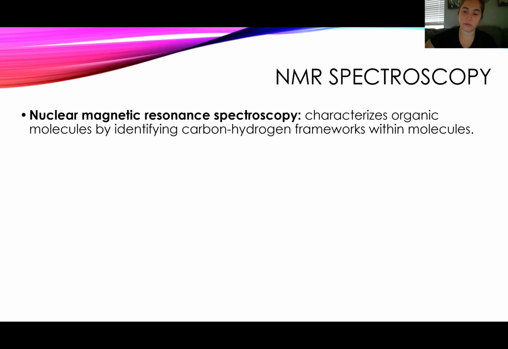So NMR spectroscopy can be very, very specific in a really cool way. No two molecules will have the same NMR, and the NMR can tell you exactly how a molecule is put together. NMR characterizes organic molecules by identifying carbon-hydrogen frameworks within molecules. So if you can use the NMR to determine the carbon-hydrogen framework, and then you know the functional group present, maybe from the IR and then supported by the NMR, you can actually come up with the exact structure of the molecule.